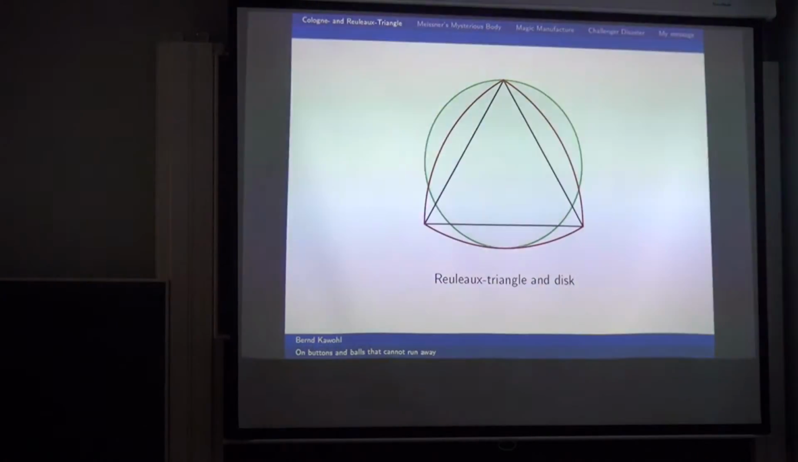Now here we see a Reuleaux triangle and a disk, one on top of each other. We know the disk has maximum area, the Reuleaux triangle has minimum area. What is the difference in area? What order of magnitude would you guess?